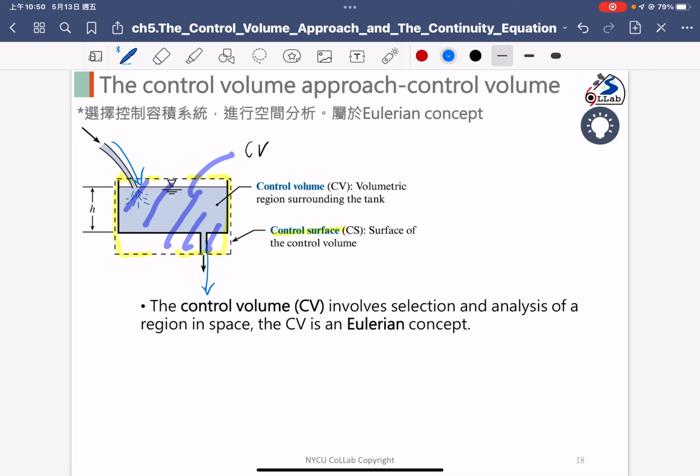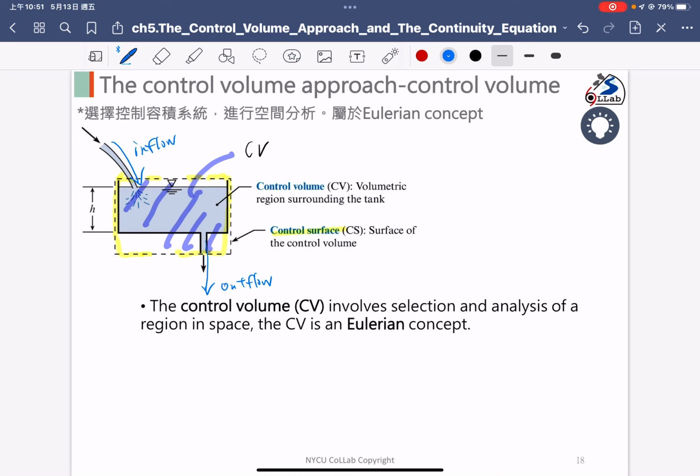So that means for the control volume, the physical property can exchange along the boundary. We can have some inflow, right? And the other is the outflow. So that means the boundary of the control volume, the property can exchange along the boundary because we have the inflow and the outflow along the boundary.